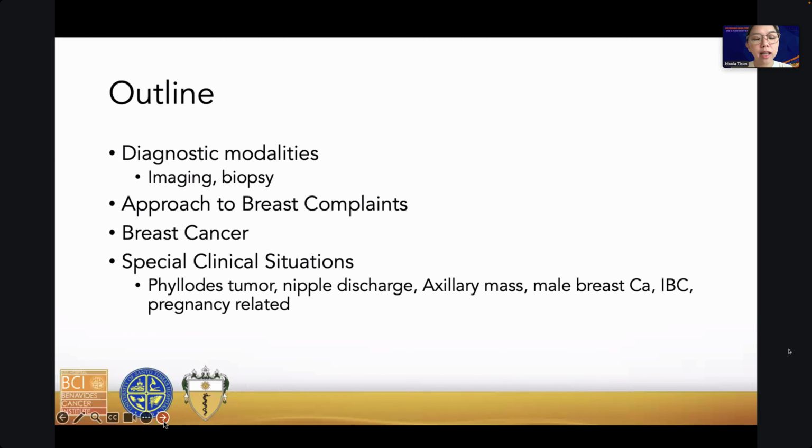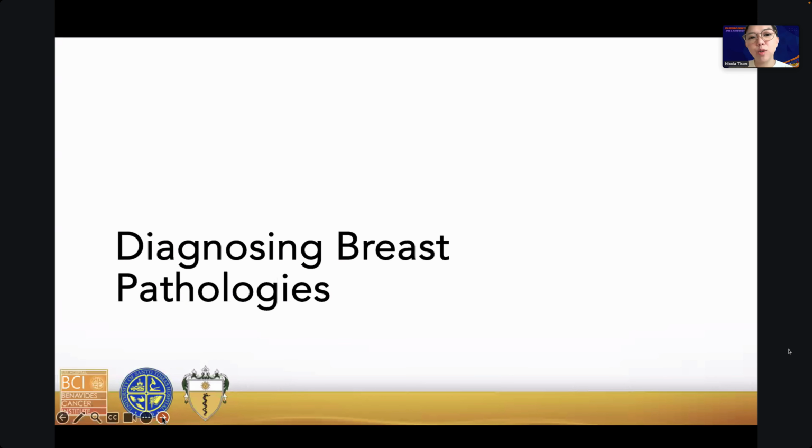So, just as an outline, we will be going through the diagnostic modalities and the approach to breast complaints. The majority of our topic will be on the management of breast cancer, which actually causes a lot of confusion lately with our trainees, and some special clinical situations with regards to breast pathologies.